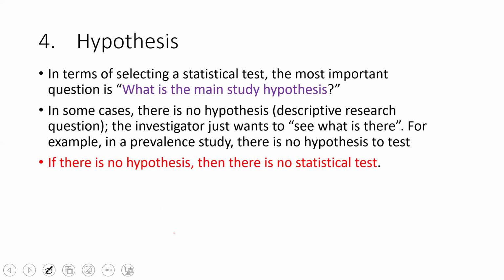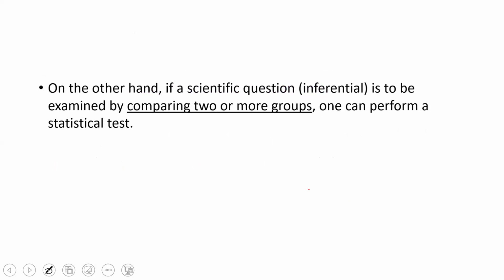So invariably, we are still talking about the research question. In some cases, there is no hypothesis. Like I said earlier on, if you have a descriptive question as a research question, you just want to see what is there, the prevalence, the pattern. For example, in a prevalence study, you don't have a hypothesis. And if there is no hypothesis, then there is no statistical test. But that does not mean that you don't have descriptive statistics. It's just that you don't have a test of hypothesis, but you end up with descriptive statistics. On the other hand, if your question is inferential, then you can perform a statistical test.